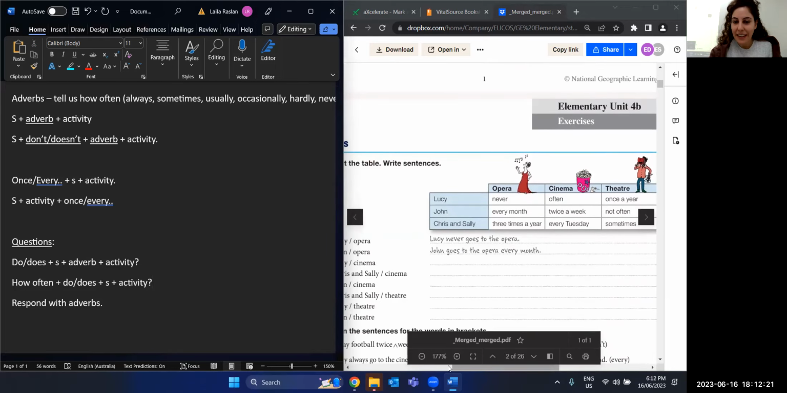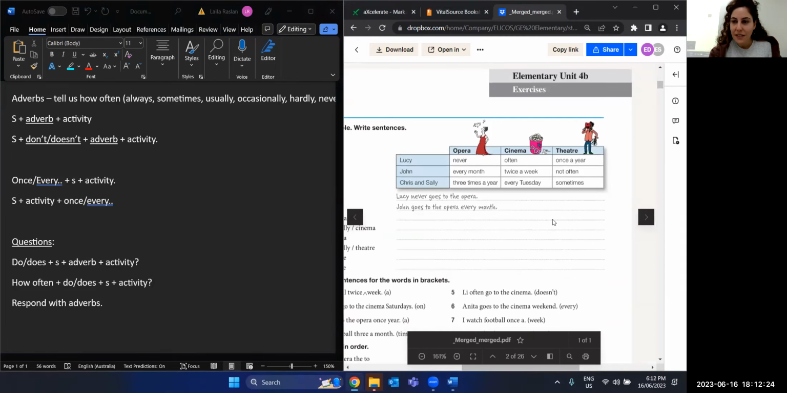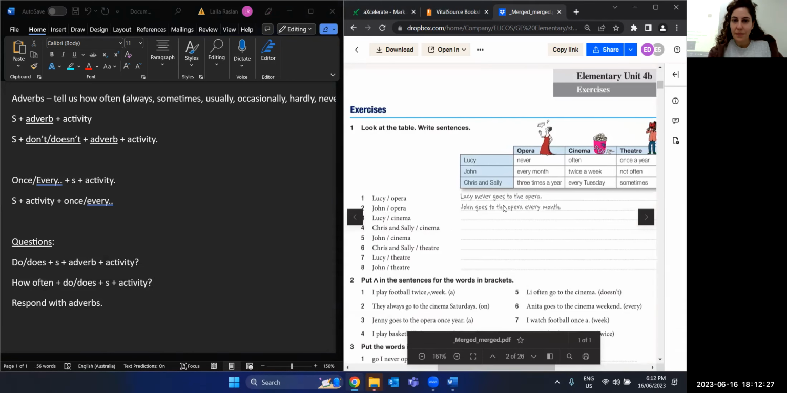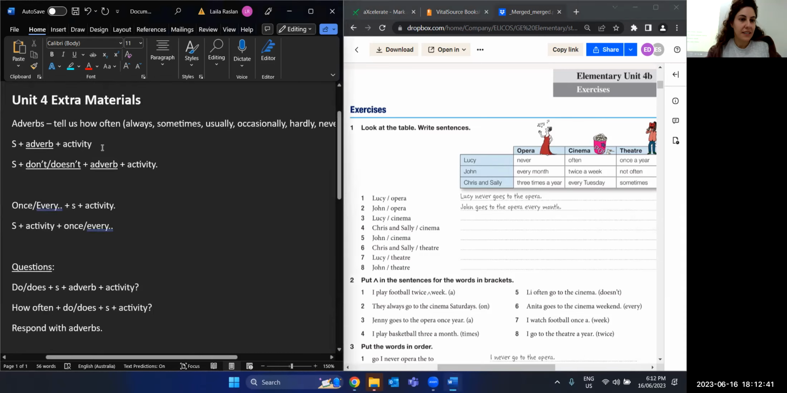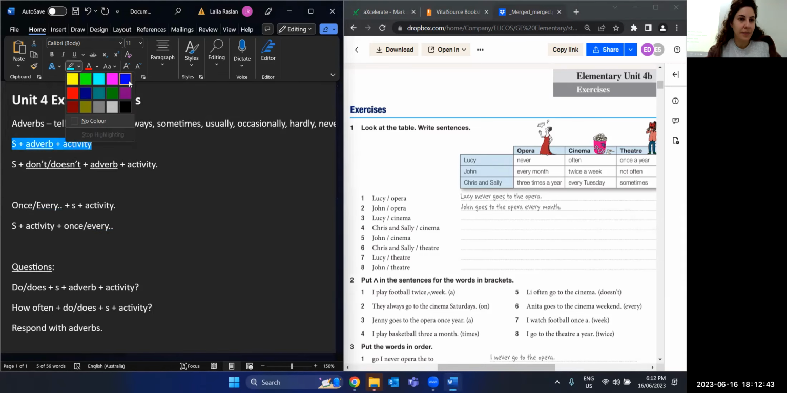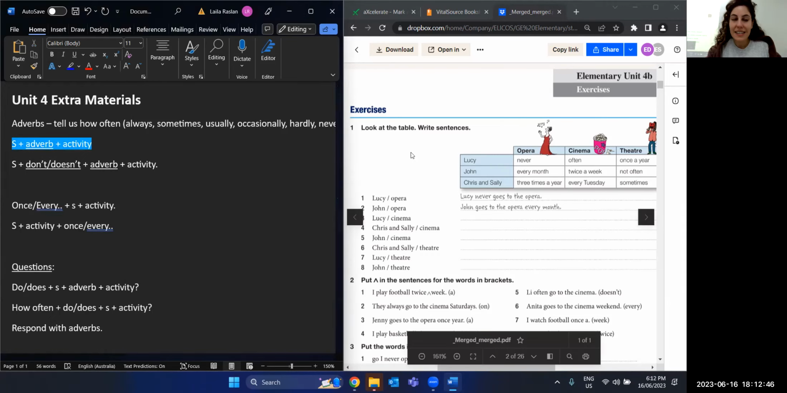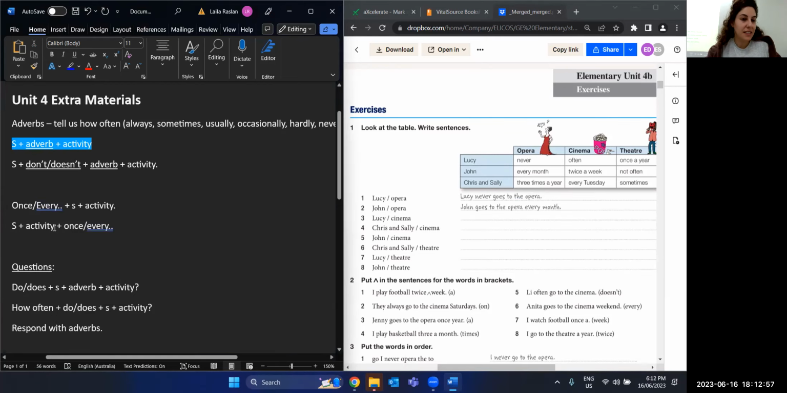Okay, let's get into some exercise. Got a few more minutes. So write the sentences: Lucy, John, and Chris and Sally. Now, Lucy, we know subject, adverb. So we're looking here, subject, adverb, activity. So Lucy never goes to the opera. John goes to the opera. We said that every and all that, we leave it at the end of the sentence. Every month.